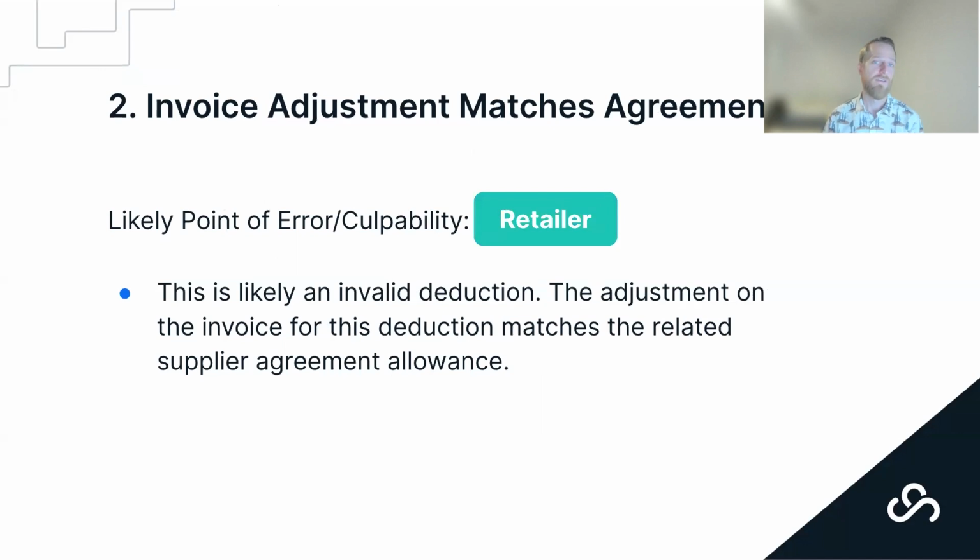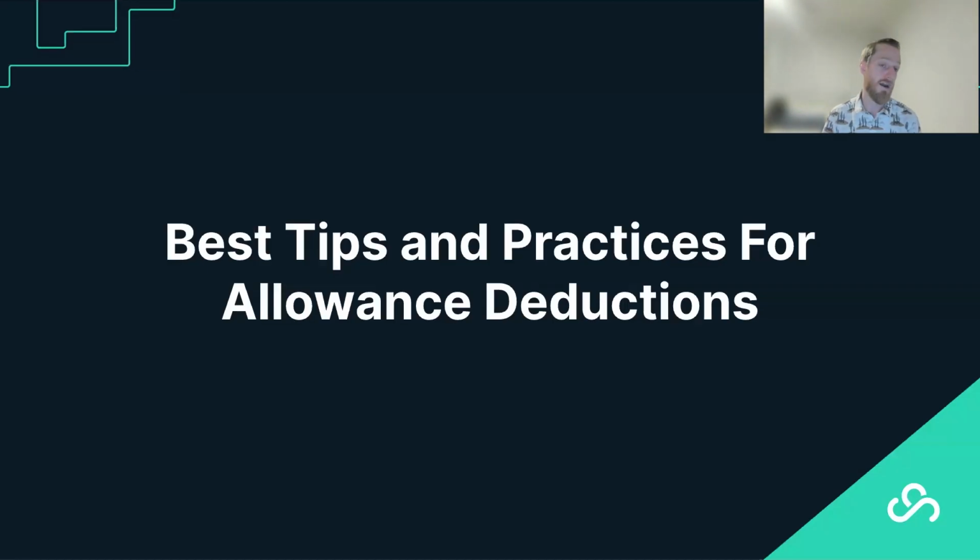Second scenario, you would be looking at the exact same data points, the agreement and the invoice. This is a scenario where Walmart deducted that code 54 warehouse allowance, but you actually gave it to them on the invoice. So you gave the allowance on the invoice and Walmart still deducted it, and that would be an invalid scenario. You could fight that back and say, we already gave the allowance on the invoice. So this would be an issue on the Walmart side. So again, same data points to compare: that supplier agreement and the invoice.